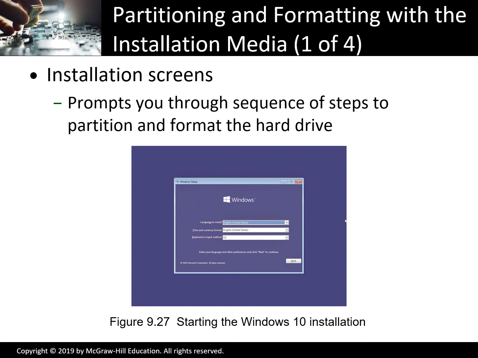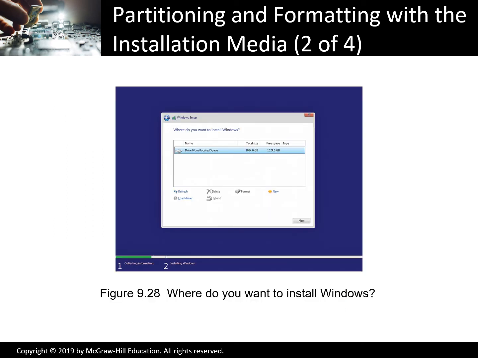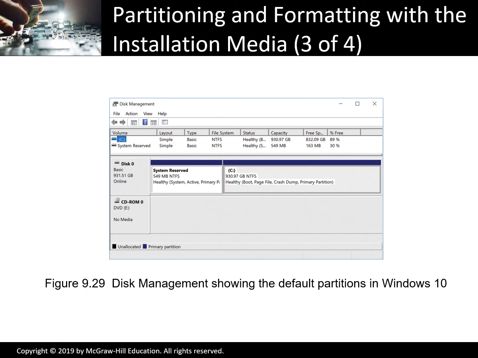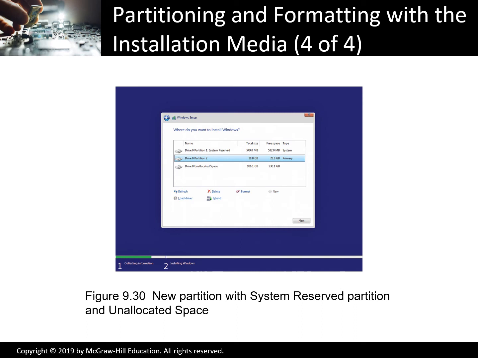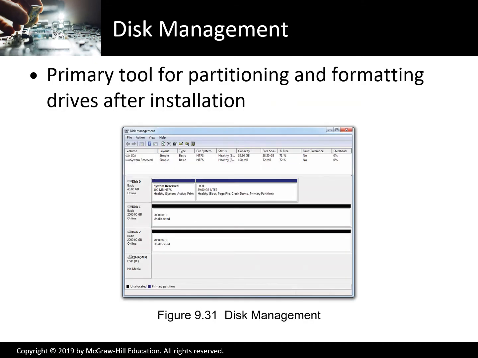Now the installation screen is pretty simple. Most of you have seen them before, but they'll basically ask you some basic information. You'll make some choices. For instance, here's where you can format and partition the hard drive, so to speak. Disk Management for Windows 10 allows you to go a little bit further, and then you can have either reserved partitions with unallocated space or allocated space. Disk Management is the primary tool for partitioning and formatting drives after installation.